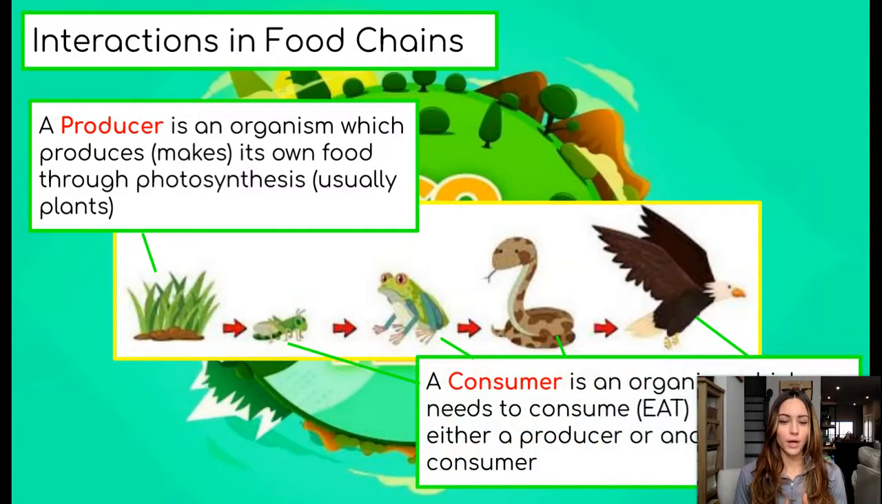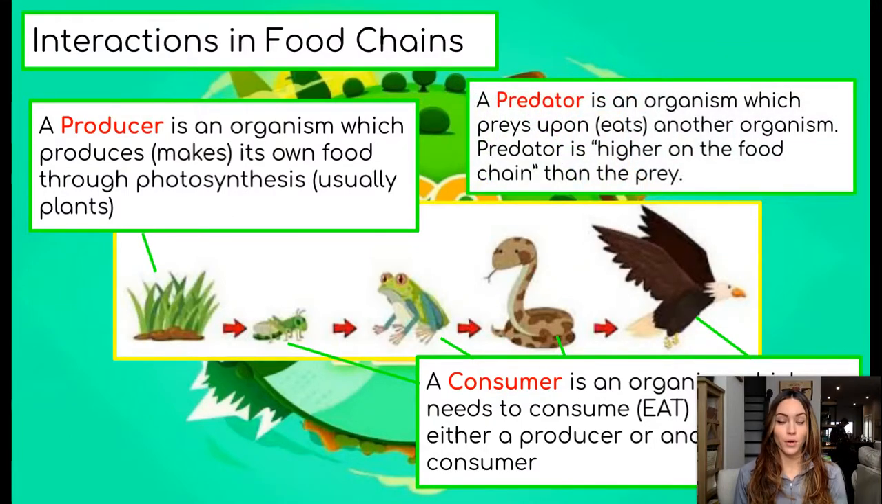A consumer, on the other hand, is an organism that needs to consume or eat a producer or another animal in order to get the food it needs to create energy. Consumers can't make their own food, so they need to consume a producer or another consumer in order to get that food that they need.